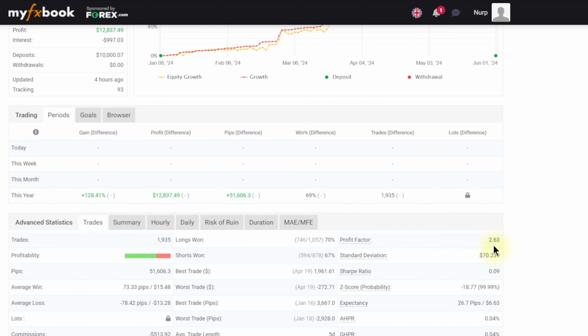The profit factor on the Dahlia is arguably the highest one we've seen yet, and arguably the highest one across the board, sitting at 2.63. That is an extremely high profit factor, considering, remember, everything above a 1 is technically good. The higher number, the better.